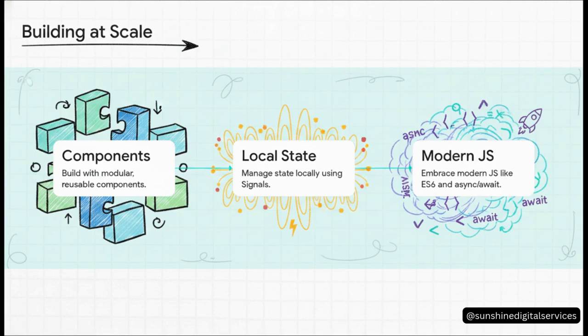Second, because of that fine-grained reactivity we just explored, you manage state locally with signals. Think about how in many complex React apps, you often have to pull in heavy external state management libraries just to avoid unnecessary re-renders across your app. With SolidJS, the built-in reactivity handles the data flows so efficiently that those massive global state stores are often entirely unnecessary.